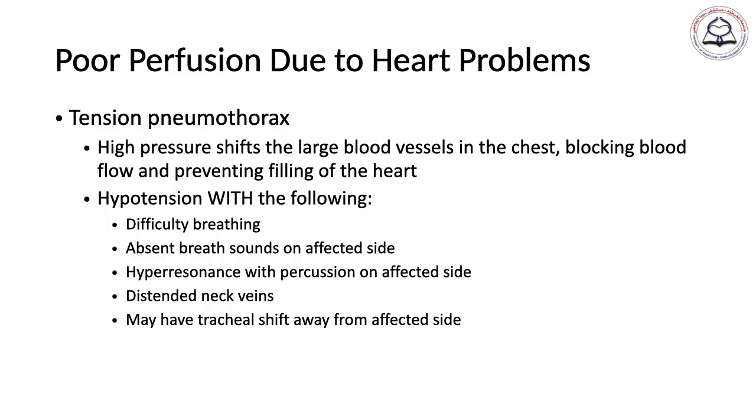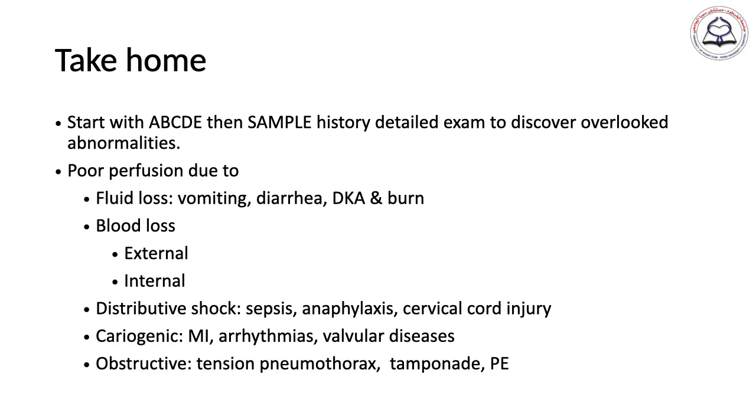Poor perfusion due to heart problem, as in tension pneumothorax, high pressure shifting large blood vessels in the chest, blocking cardiac filling. Patient will have hypotension, what we call obstructive shock. At the same time, they have difficulty in breathing, absent breath sound on the affected side, hyperresonance with percussion on the affected side, and at the same time, you see distended neck veins, and trachea could be shifted away from the affected side.